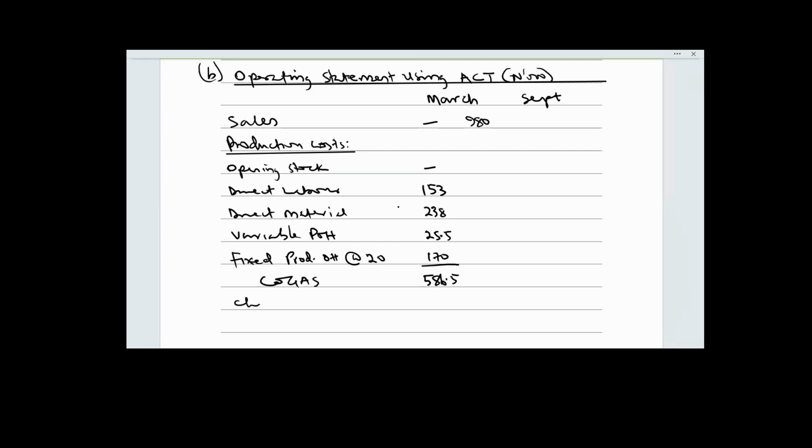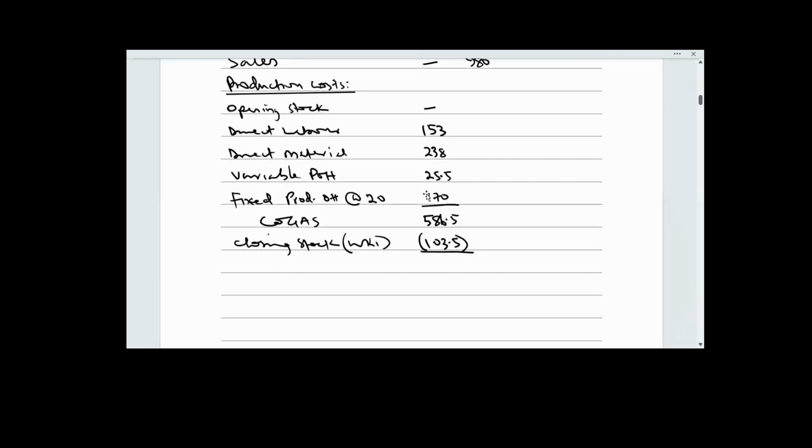Less closing stock. We've already calculated workings for closing stock. What do you have there under ACT? 103.5. So give me the difference. 483. This is called cost of goods sold.